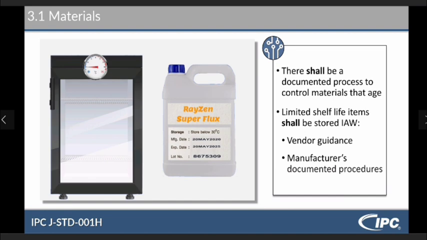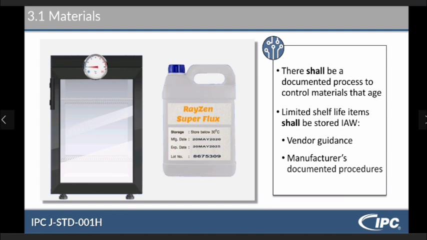So when we're working with flux, solder, really any kind of materials that age, torque strike paint, epoxy, anything that has a shelf life, there shall be a documented process for shelf life to prevent using products that have degraded past their age of usability. This is a requirement for class 2 and 3. Yes, it is a requirement for class 2 and 3.